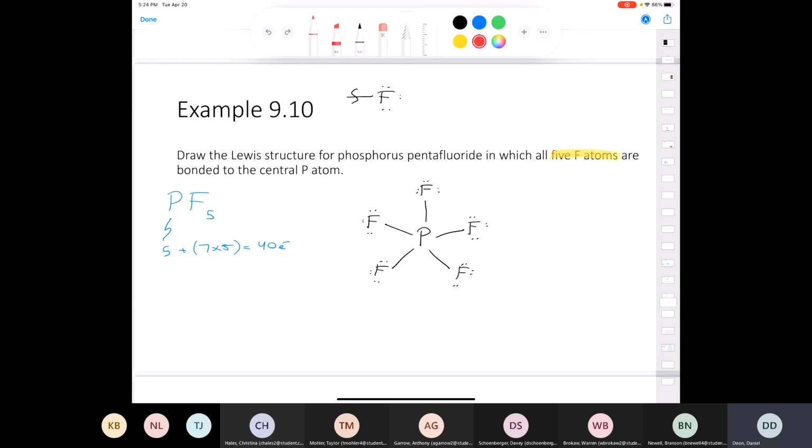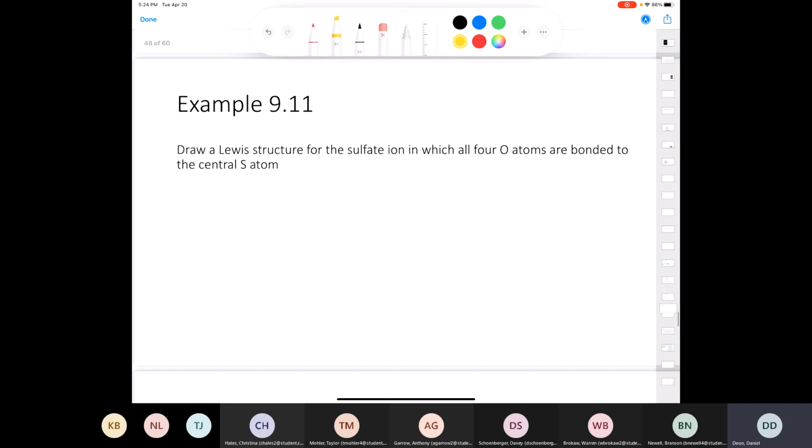Give me a thumbs up if you follow me on the idea of making a Lewis structure with an expanded octet. Stop me if you have a question about how I tallied up those valence electrons. Okay, good. Thanks, Anthony, and thanks, Branson. The main thing with Lewis structures, really, and you know what I'm going to say, is that you practice them. I promise if you practice, you will become more proficient at them.